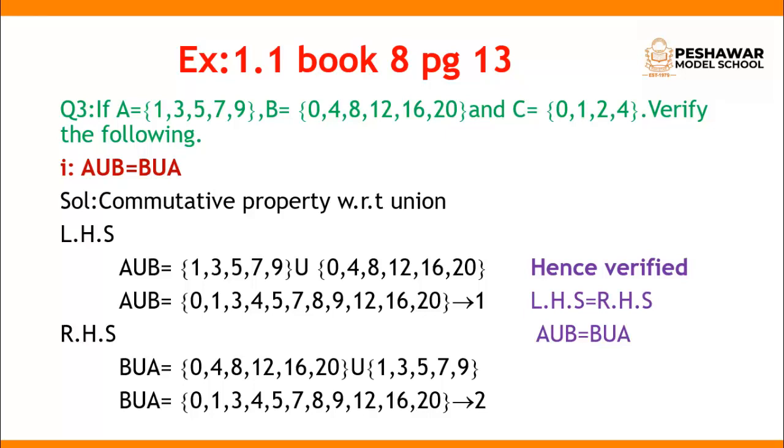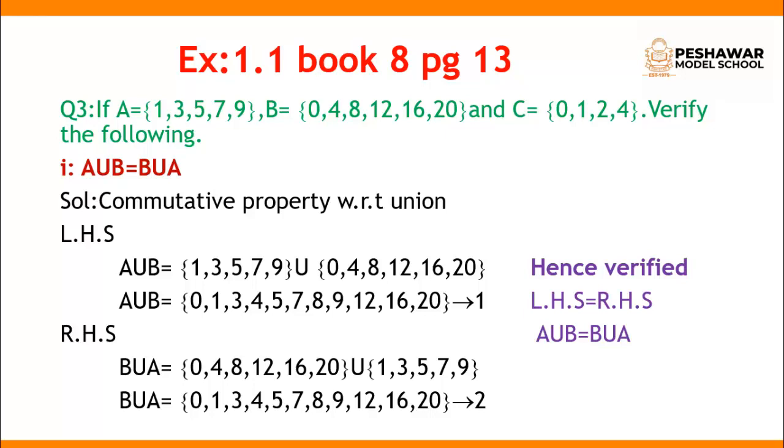Now it means there are two sets. It is the commutative property with respect to union. WRT means with respect to. Now before solving this question, there are two sides, left hand side and right hand side. We have to solve the left hand side first.